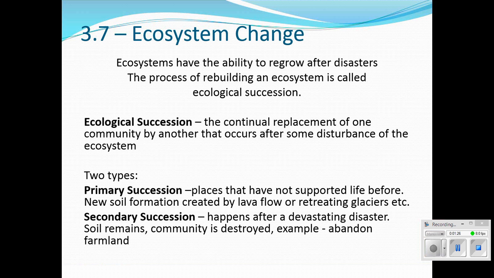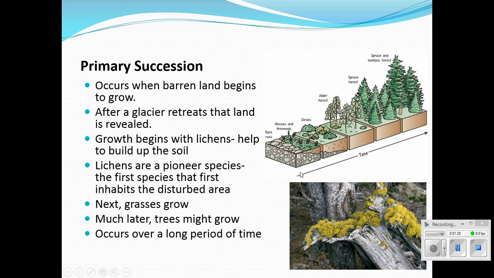So let's talk a little bit more about primary succession. It occurs when barren land begins to grow. So like after a glacier retreats, new land, new soil is revealed. And the growth starts with lichens. They help build up the soil by putting lots of nutrients into it. Lichens are considered a pioneer species, which means they're the first species to inhabit that new soil in the disturbed area. After the lichens have established themselves, then grasses come about, and then much later trees will grow.